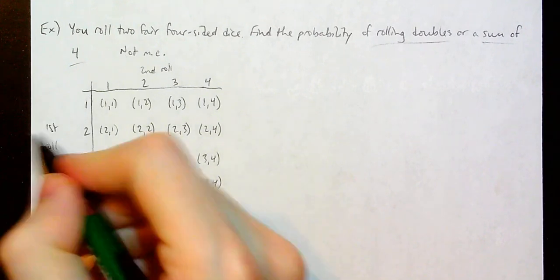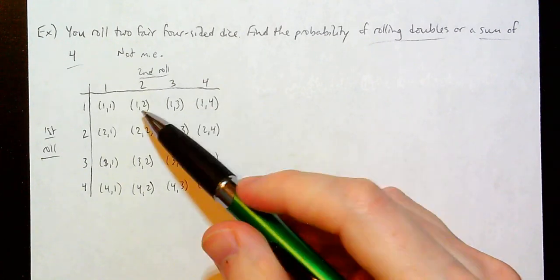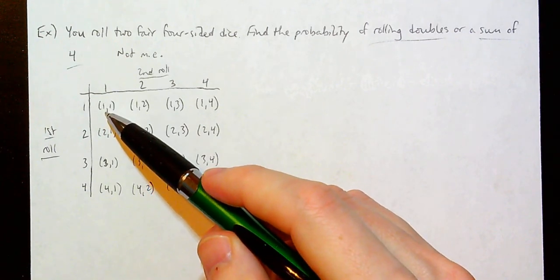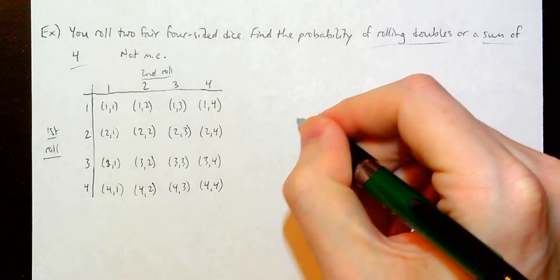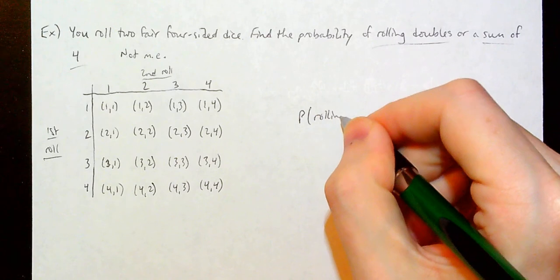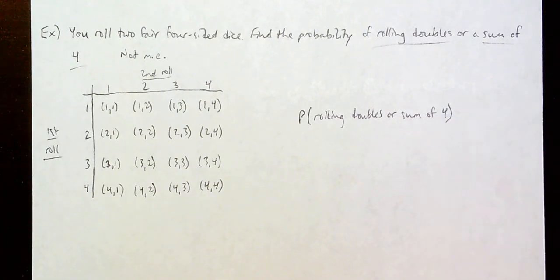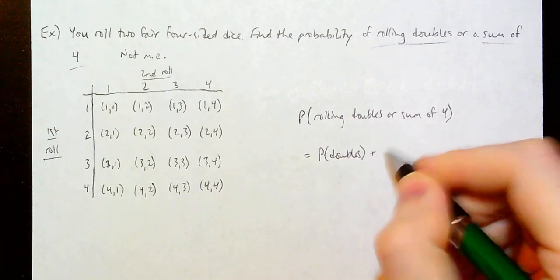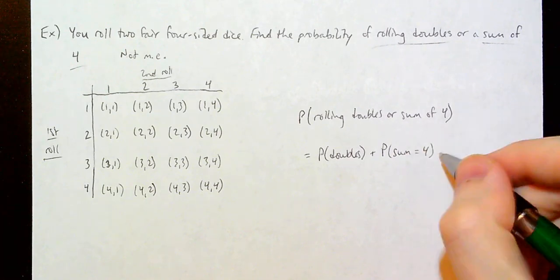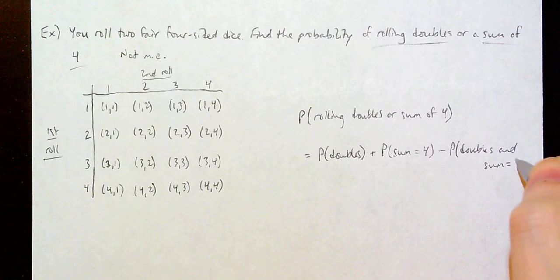All right, so here is my table with all of the possible outcomes that we can have for rolling these two fair four-sided dice. I simply recorded my possible outcomes as the roll that you can get from rolling the first die followed by the roll of the second die. So the probability of rolling doubles or getting a sum of 4 for the two dice is going to equal probability of doubles plus the probability of a sum of 4 minus the probability of doubles and sum being 4.